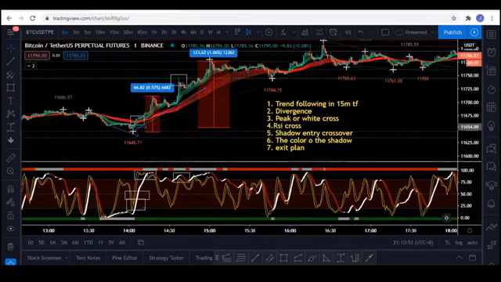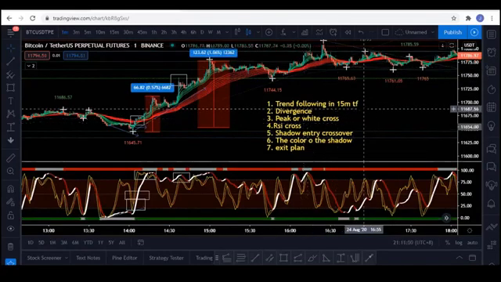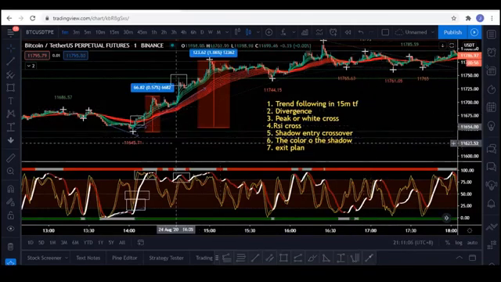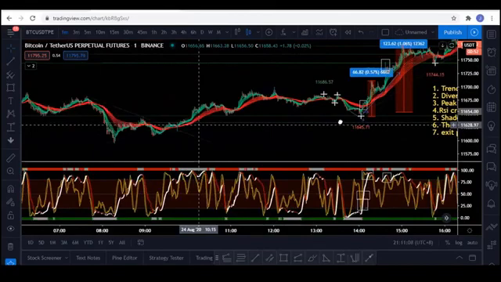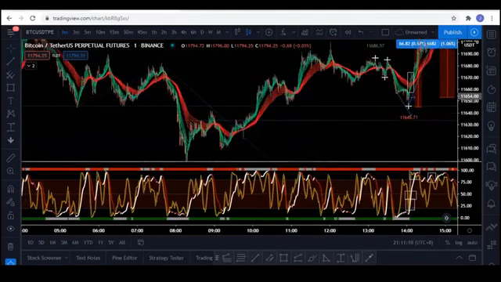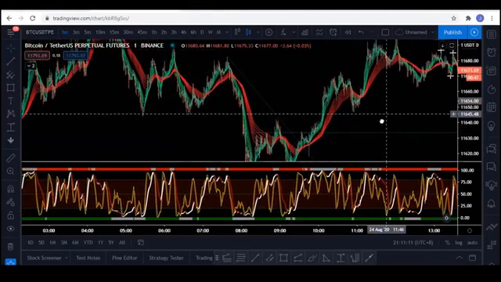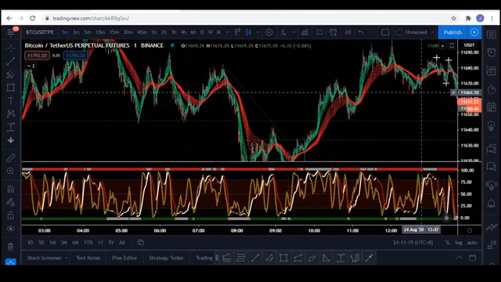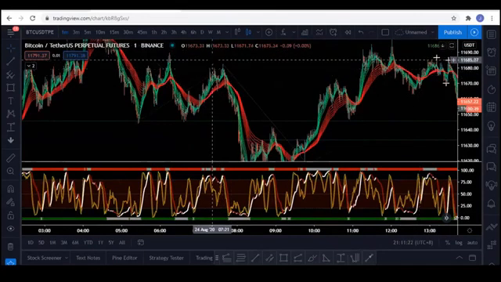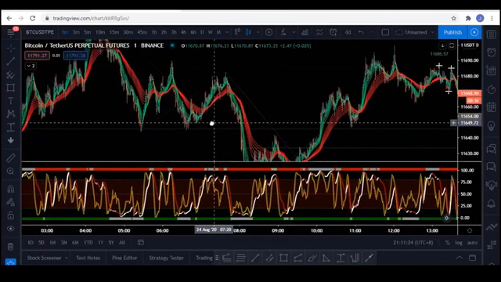Okay, wait. What about for bearish po? Okay, let's see. Same criteria in our bearish. We need to trend follow in 15 minutes, and then you need to find a divergence. Okay, let's find an example of a bearish example here. Let's assume that 15 minutes is going down or bearish. What to do is to find a divergence.